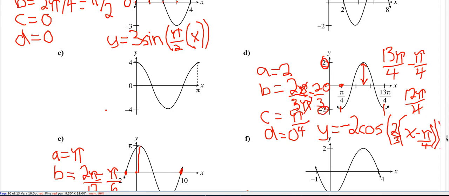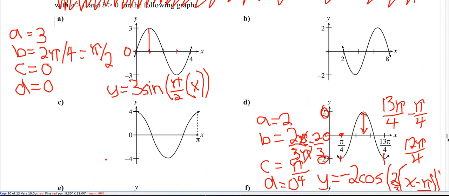What you need to do is find the amplitude, the b value, which affects the period, the phase shift, and the displacement. Because this is the formula for the graph: y equals a sine b x minus c plus d. So you need to get a, b, c, and d to get a complete equation. A being amplitude, b being what affects the period, c being your phase shift, and d being vertical displacement.